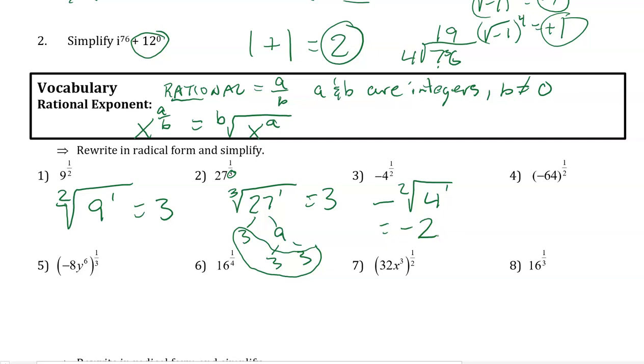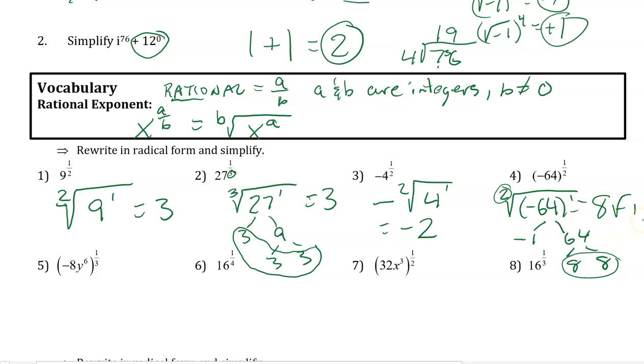Negative 64 to the 1/2 power. That means the second root of negative 64 to the first power. The factors for negative 64 are negative 1 and 64, and then 64 has factors of 8 times 8. I could go further, but I don't need to because I'm looking for pairs. So I have a pair of 8s. I can take the 8 out front, and I have 8 times the square root of negative 1. We all know, however, now that negative 1, if it's inside the square root, is i. So the answer to number 4 is 8i.